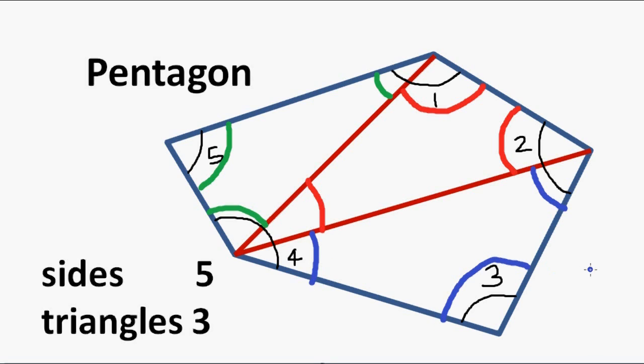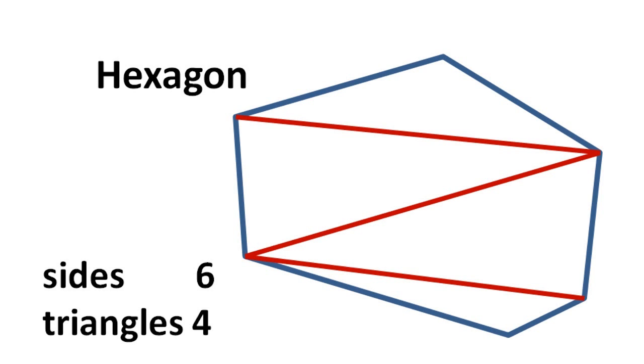Just by looking at the picture, we can see that the sum of the interior angles of all the triangles will be exactly the same as the sum of the interior angles of the pentagon. That is the argument we will use to get a formula for the interior angles of a polygon. And next, if we see the hexagon, we can see that it can be divided into four triangles and it has six sides.